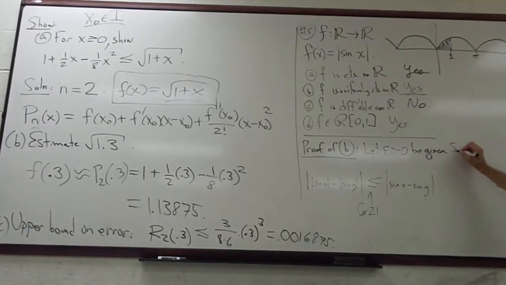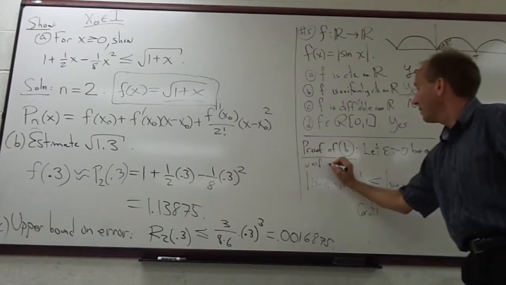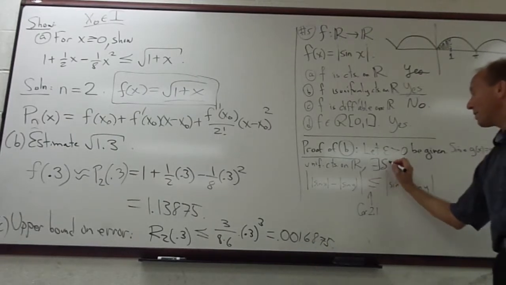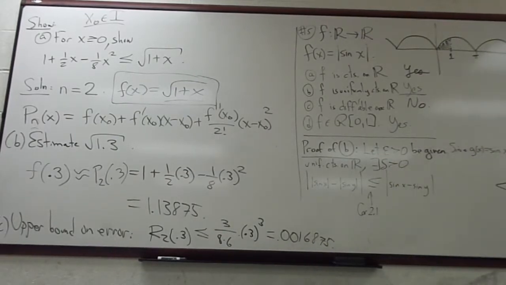So since I'll call it g of x equals sine of x is uniformly continuous on R, there already exists a delta for the g of x function. So there exists a delta such that if the absolute value of x minus y is less than delta, then the absolute value of g of x minus g of y, we already have a delta that accomplishes this, because sine of x is uniformly continuous already. But what is this? It's just this. So we're done.